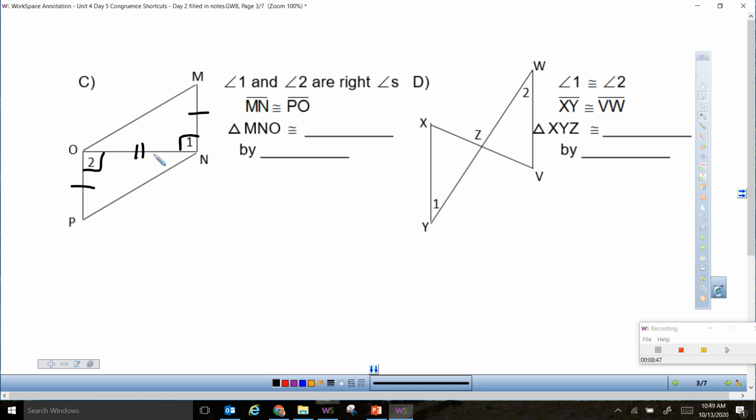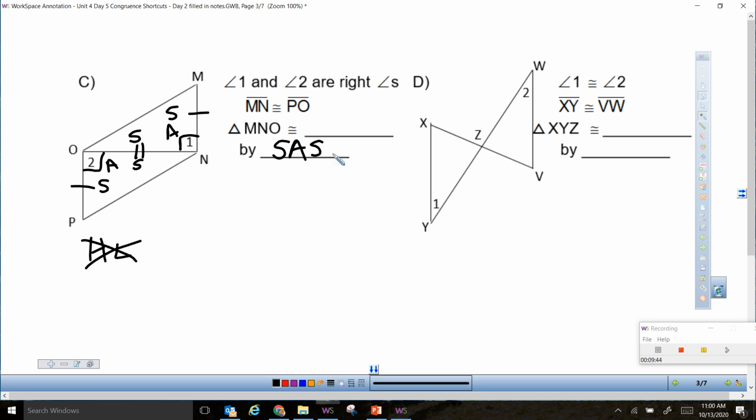Now, if it's right triangles, I need to check to see if it's hypotenuse leg. Well, if you notice, here's the hypotenuse, here's the hypotenuse. Are the hypotenuse marked as congruent? No, we don't have any marks on the hypotenuse, so this one is not hypotenuse leg. But if you notice, we have a side, an angle, a side, and on the top triangle, we also have a side, angle, side. So those two triangles are congruent by which postulate or theorem? Side, angle, side. So that one was not hypotenuse leg because the hypotenuse was not marked as congruent.